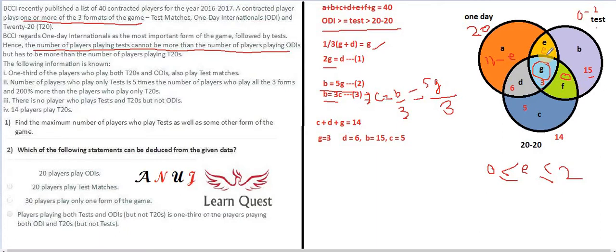G is 3, E is 0 to 2. So since they are asking maximum, we will take the maximum value, that is 2. 3 plus 2 is 5. Okay, I forgot to show you one thing.